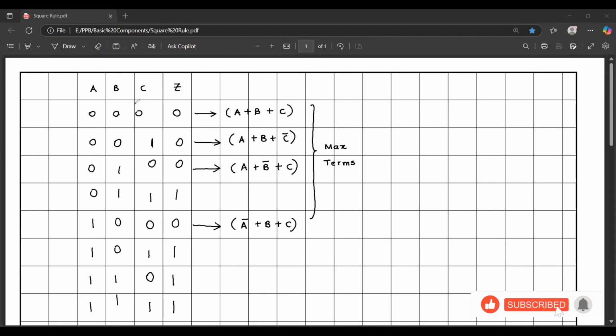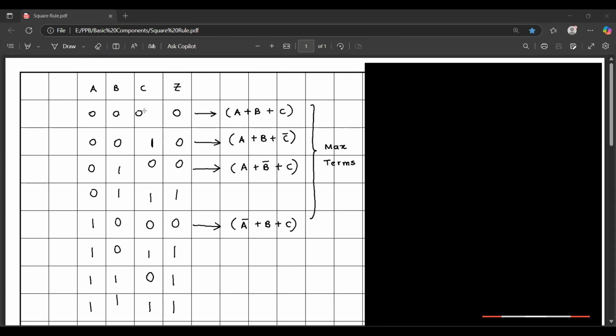Once we know what the max terms are, we can come up with the expression. So Z can be given as A plus B plus C, into A plus B plus C bar, into A plus B bar plus C, into A bar plus B plus C. So this is the expression Z.